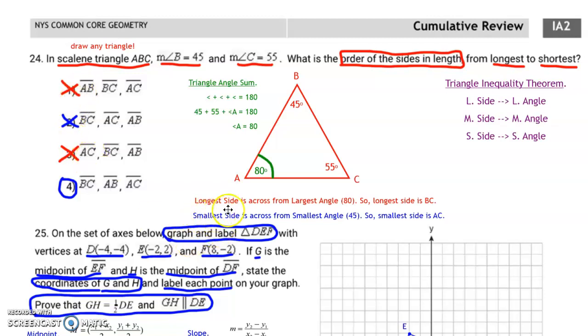In blue, it says the smallest side is across from the smallest angle, which is 45 degrees. That's here. If I go across the triangle to the smallest side, boom. That means the small side has to be AC. Remember that I didn't draw this to scale.